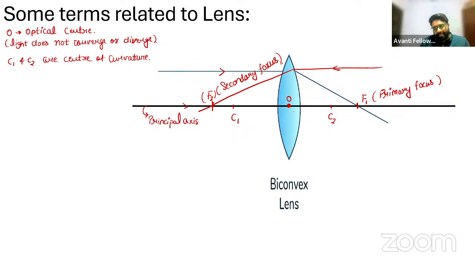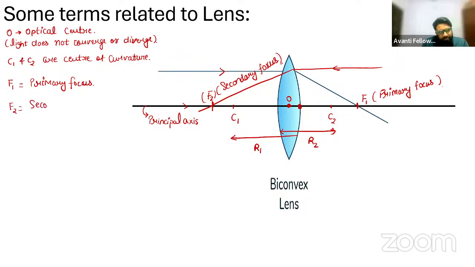देखो, to measure C1 you have to move in this direction, from left to right. So this is, let's say, R1. And to measure C2, you are moving from right to left. So it is R2. I'm going to ask you which one you have to take positive, because I have already told you about the sign convention. Okay? So I hope you got what I have told you. This F1 is nothing but the primary focus, and F2 is nothing but the secondary focus.